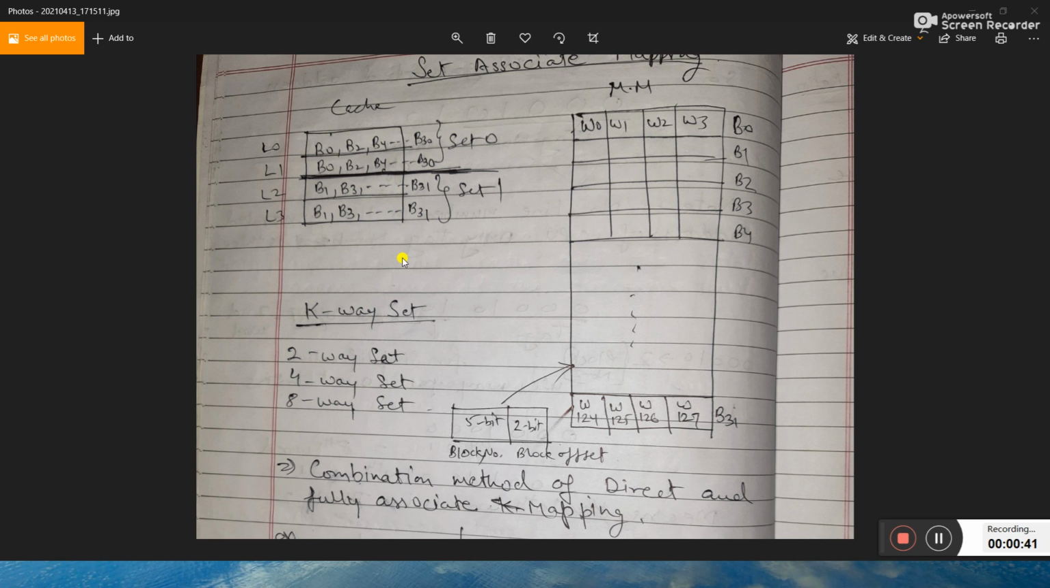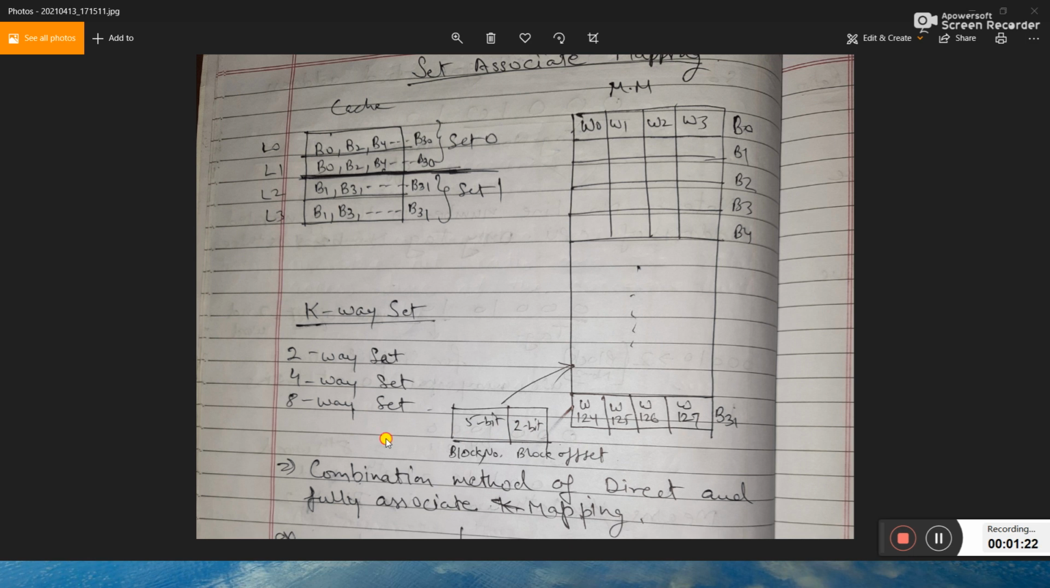I am taking the same example. In a 2-way set we have to divide the cache into 2 equal parts. In a 4-way set we divide the cache into 4 equal parts, and an 8-way set is not possible here, though it may be possible if the cache has 8 lines. Similar to the last lectures, the main memory has blocks B0 to B31, words W0 to W127, with 5 bits for the block and 2 bits for the block offset.